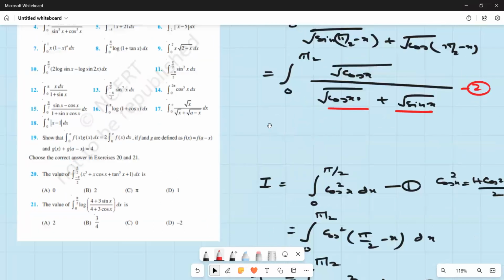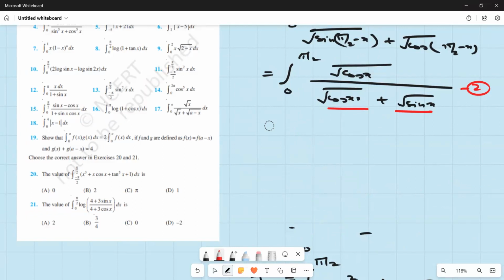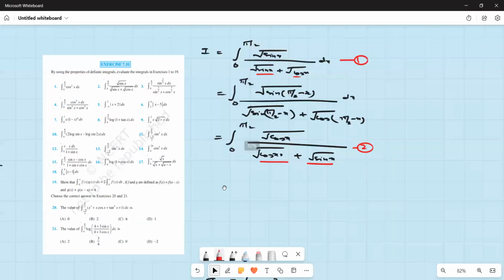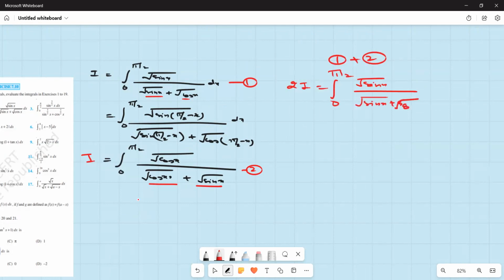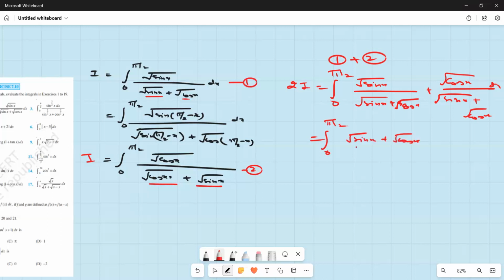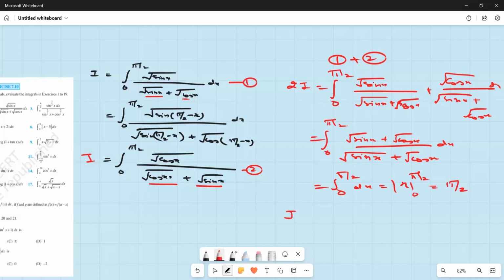So if I take the LCM of 1 and 2, take this as I also. So add 1 and 2. 1 plus 2, what will that be? 2I is equal to 0 to pi by 2, sin x upon sin x plus cos x, same here, cos x upon sin x plus cos x dx. So isn't it coming 0 to pi by 2, sin x plus cos x upon sin x plus cos x dx? So that is 1. So 0 to pi by 2 dx is equal to x, upper limit to lower limit 0, so it is coming pi by 2. So 2I is equal to pi by 2. So I is pi by 4 now.